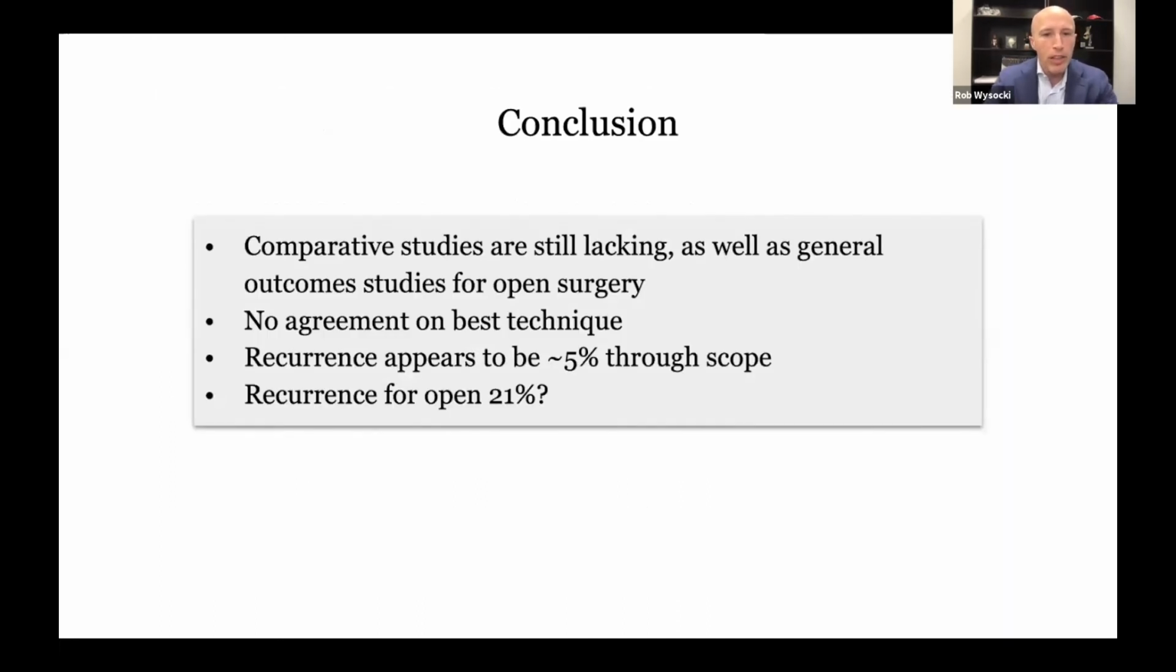So briefly, in conclusion, comparative studies, unfortunately, are really still lacking, as are surprisingly general outcome studies for open surgery. I feel like we're actually maybe a little bit ripe to have, for those who support open ganglionectomy, maybe some larger or better studies looking at open, since the results look relatively poor. There's really no agreement on the best technique, although the most common would be that viewing portal through the 6R, and likely a 3-4 working portal, or maybe a trans-cystic working portal. The recurrence appears to be 5% through the scope, and maybe somewhere at or over 20% for open procedures.